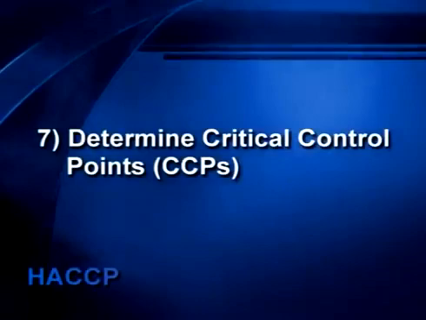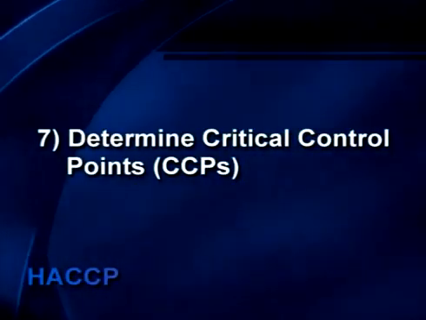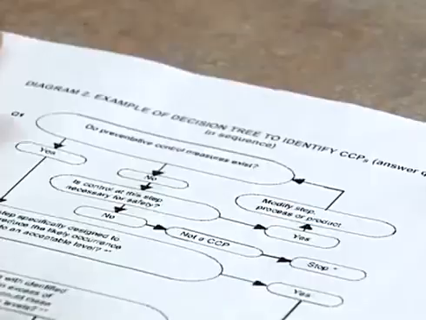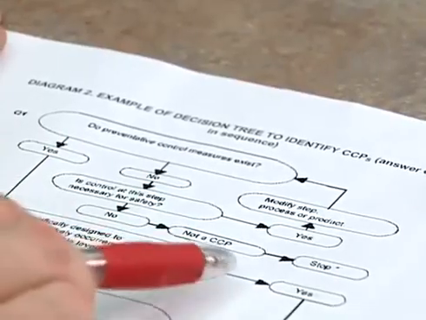The seventh step of HACCP is the determination of critical control points, or CCPs. This is also the second HACCP principle. To identify critical control points, a team approach is best, since there's a considerable amount of discussion and science involved. The HACCP decision tree is an essential tool to help you identify CCPs.